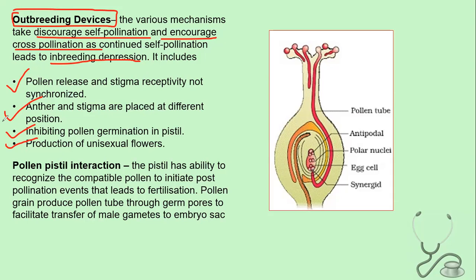Production of unisexual flowers. The pistil has the ability to recognize the correct pollen, that is, to use a biological term, compatible pollen, to initiate the post-pollination events that lead to fertilization. And finally, what's happening? The pollen grain produces what? It will produce the pollen tube, through which the male gametes will be transferred inside the embryo sac. Clear? So that's all about the pollen-pistil interaction as well.